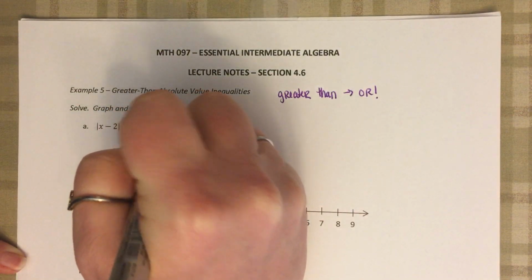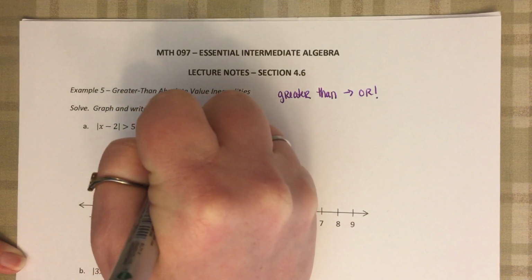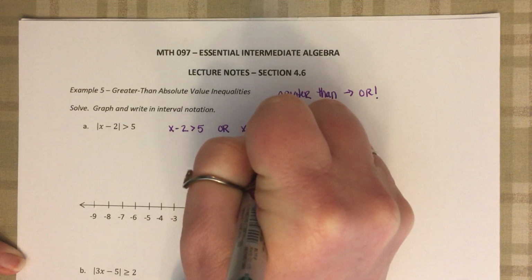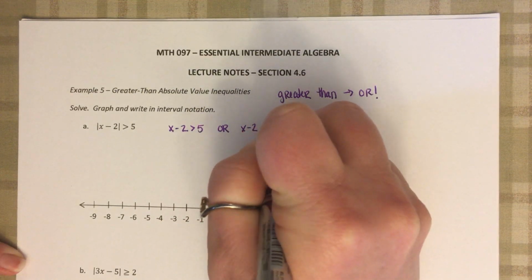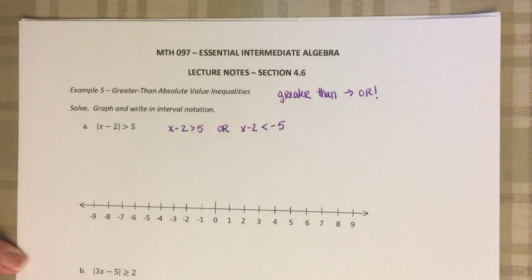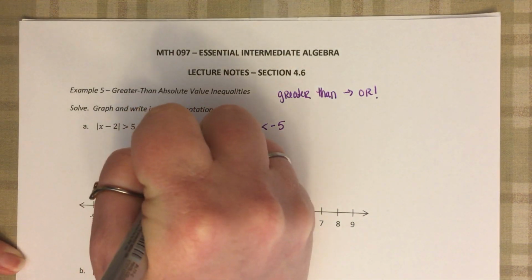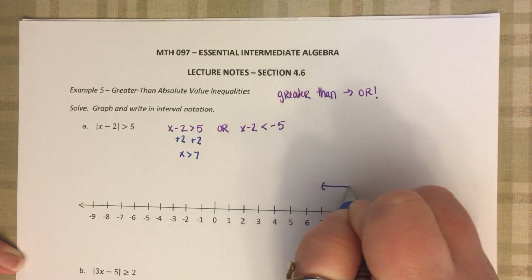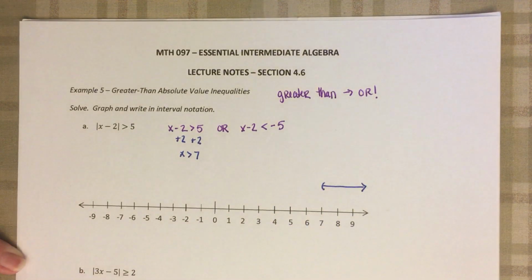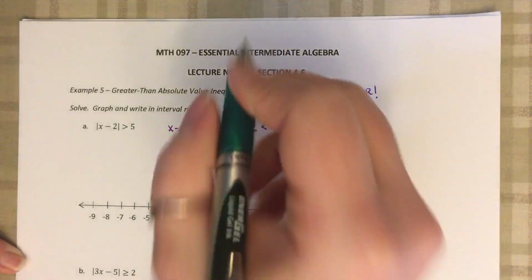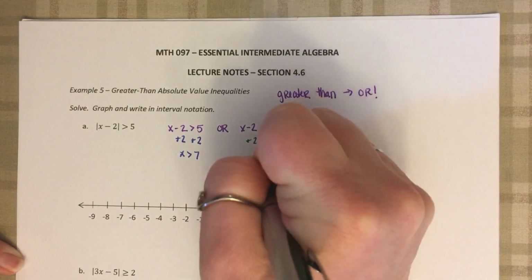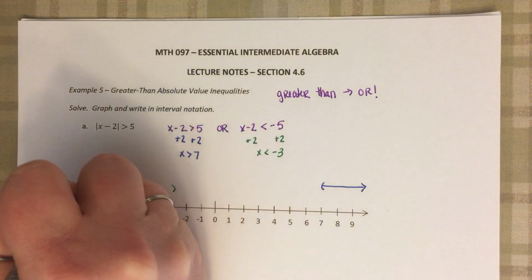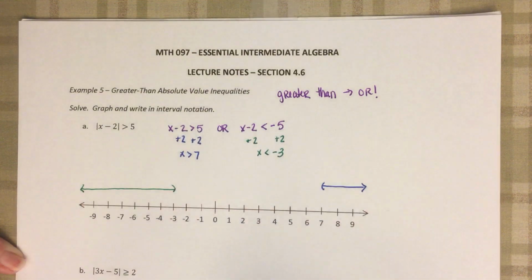So first thing we're going to do is rewrite our inequality. x minus 2 is greater than 5, or x minus 2, flip our symbol, greater than to a less than, flip our sign to a negative. Add 2 to both sides. x is greater than 7. Starts at 7 and goes to the right. Add 2 to both sides. x is less than negative 3. Starts at negative 3 and goes to the left.